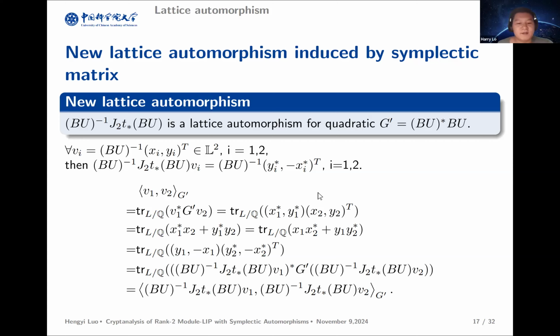However, it should be noted that some terms are slightly missing here. For general lattices, this operation does not necessarily map lattice vectors to lattice vectors. In our paper, we refer to it as a pseudo-lattice automorphism. For simplicity, we ignore this distinction here.